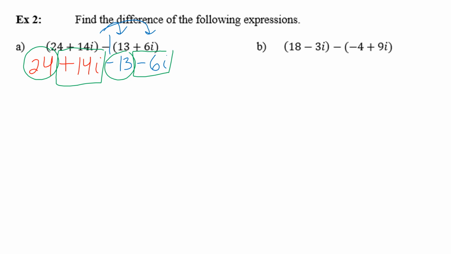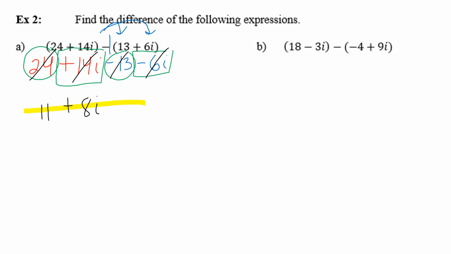And then complex numbers need to be rewritten with the real part first. So 24 minus 13 gives us 11, and then 14 minus 6 gives us a positive 8i, for a final answer of 11 plus 8i.